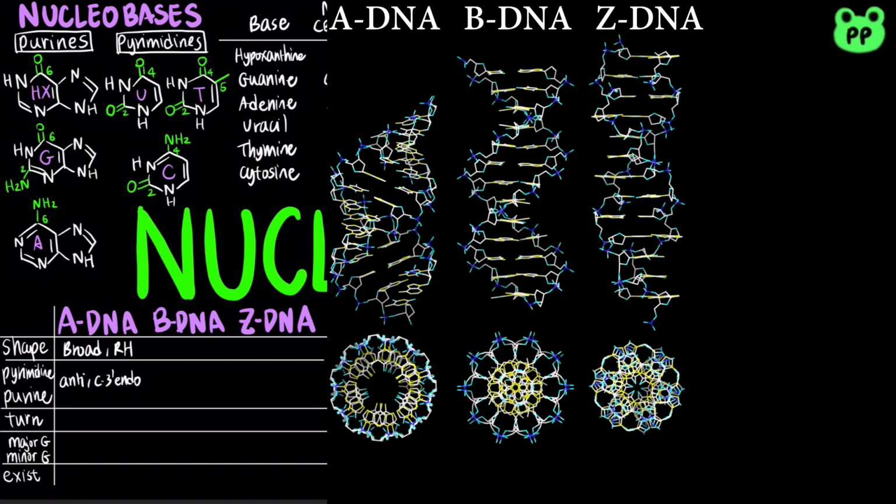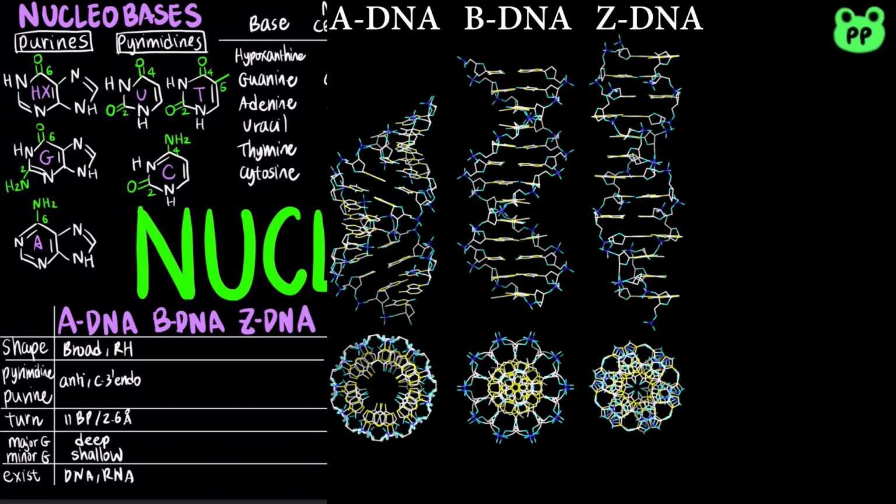It has 11 base pairs per helical turn with 2.6 angstrom, which is 10 to the negative 10 meters, helix rise per base pair. It has a relatively deep major groove and relatively shallow minor groove. The A DNA form exists in both DNA and RNA.